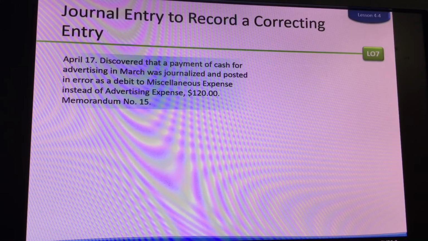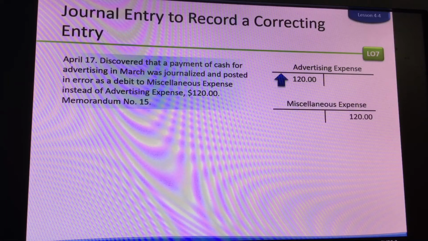Since these are both debit balancing accounts, that means that our miscellaneous account has too much money by exactly $120, and our advertising expense has too little money by exactly $120. So we need to adjust that. Our advertising expense should therefore have the debit of $120, and our miscellaneous expense should have a credit of $120. This will increase the advertising expense to the correct amount, and this will decrease the miscellaneous expense to the correct amount.